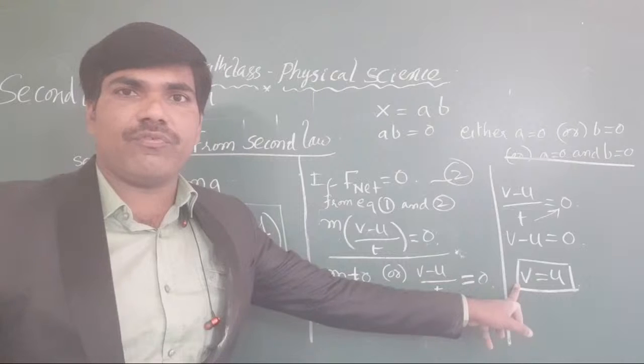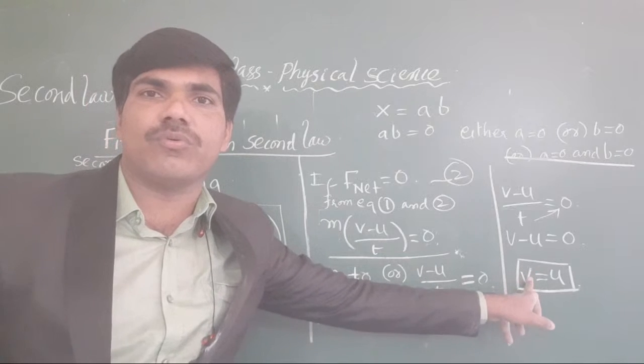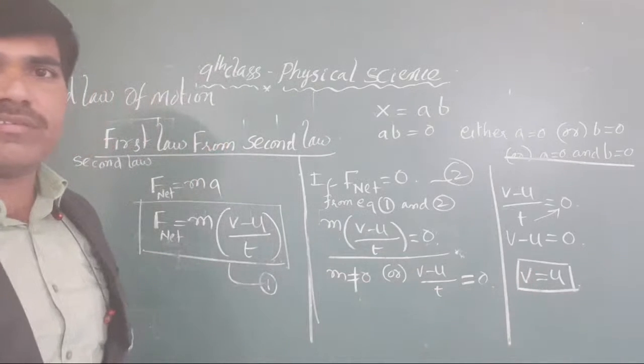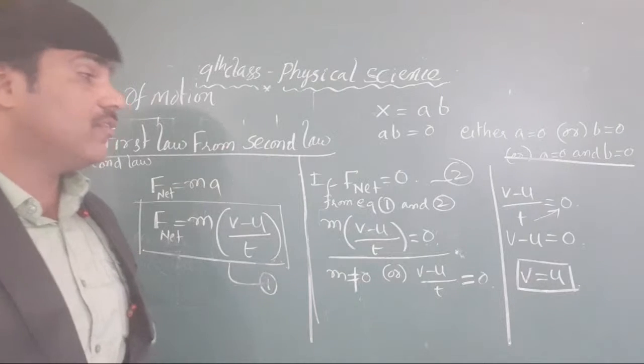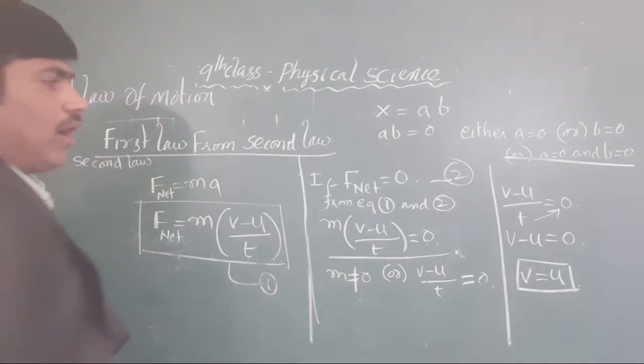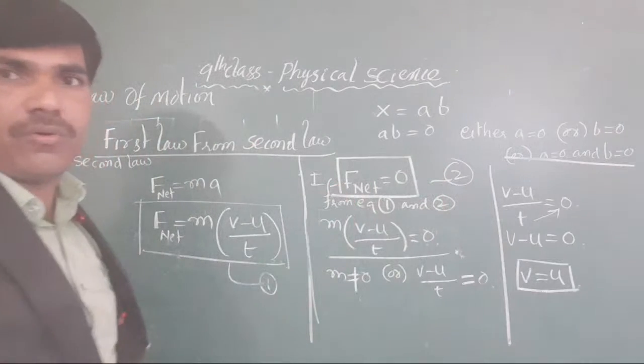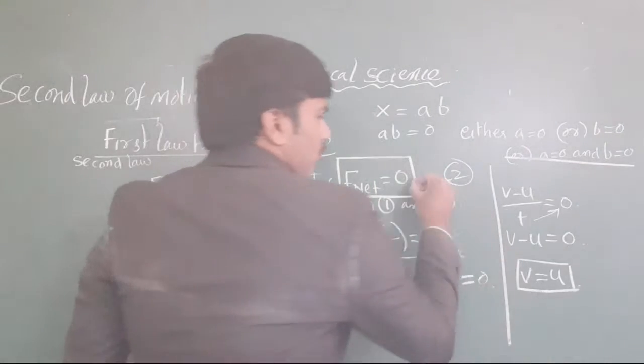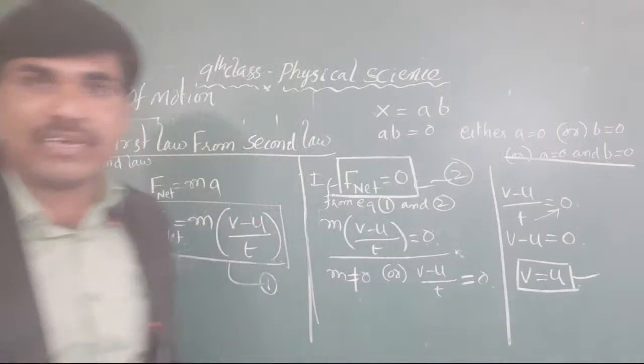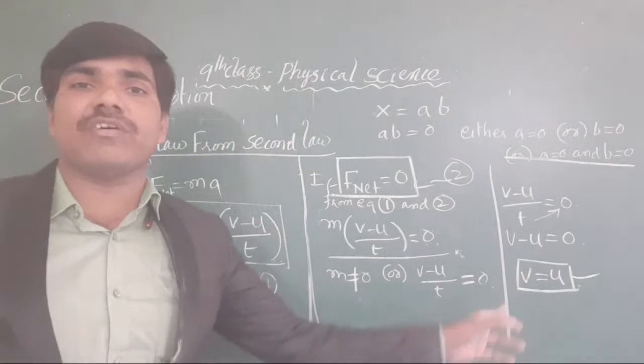Okay, clear or not all of you? V is equal to u. What you understood from this? This is only called the first law. Concentrate on these two things: F net is equal to 0, and V is equal to u. What it says? It says the first law.